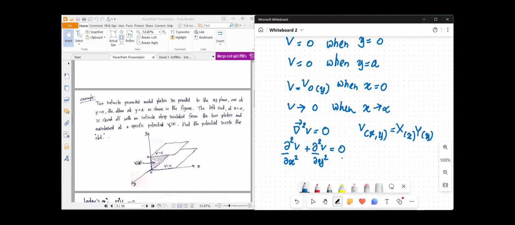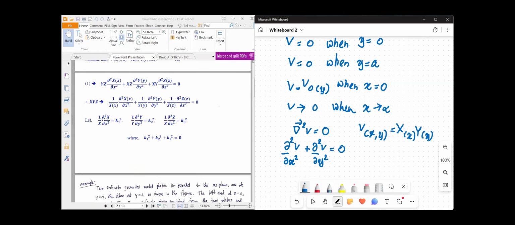Okay, and then like we derived here, we can write 1 over X d squared X over dx squared plus 1 over Y d squared Y over dy squared is equal to 0. Okay, so we are using the method of separation of variables.